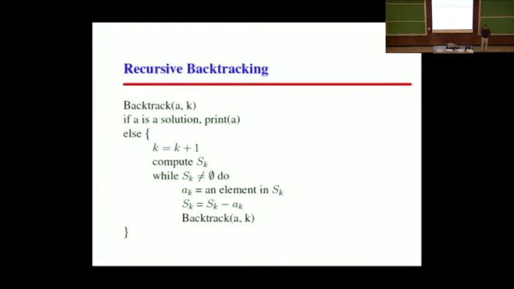Yes? S_k is the set of candidates, is the way I read it. While the set of candidates is not empty, pull one of them out of the candidates, delete it from the set of remaining candidates. So we're going to try it. If it works, that's great. If it doesn't work, that's it. It blew its chance. Any questions? Okay. Any questions about this?